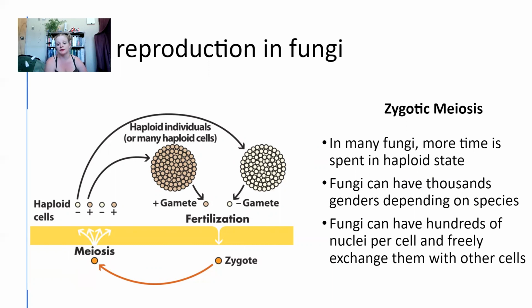Fungi can have thousands of genders depending on their mating types, and depending on how the genes that determine their genders are developed. We don't have the vocabulary to describe more than two genders, really. Maybe non-binary, maybe three choices, but fungi have thousands and thousands and thousands, and it's all genetically determined based on their types of alleles.